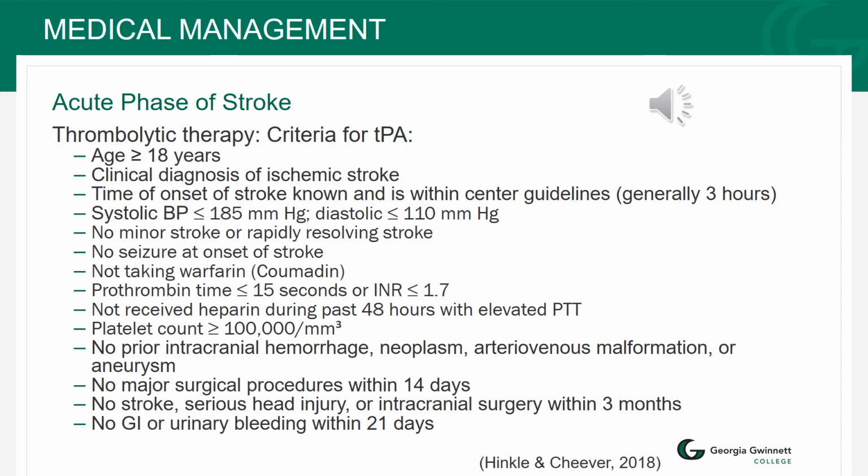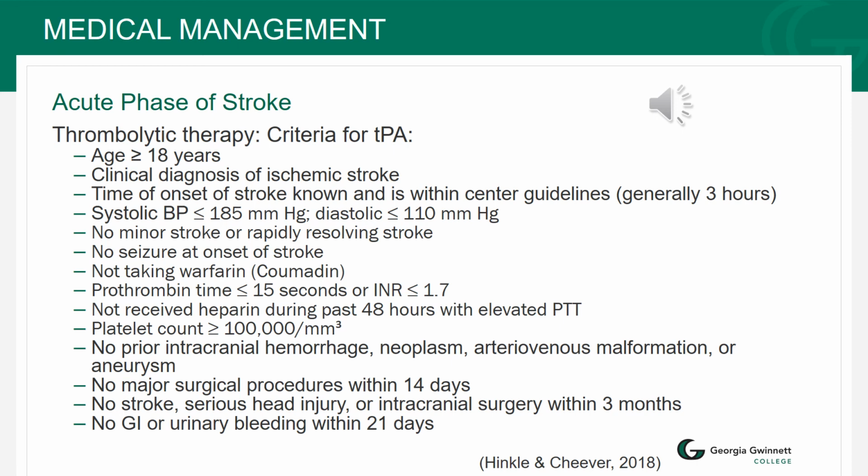Their platelet count has to be greater than 100,000. We want them to have platelets on board so that if they start having excessive bleeding, they will clot. No prior issues with intracranial hemorrhaging, any neoplasm, AV formation, or aneurysm. If they've had these in their history, they are not candidates for TPA.